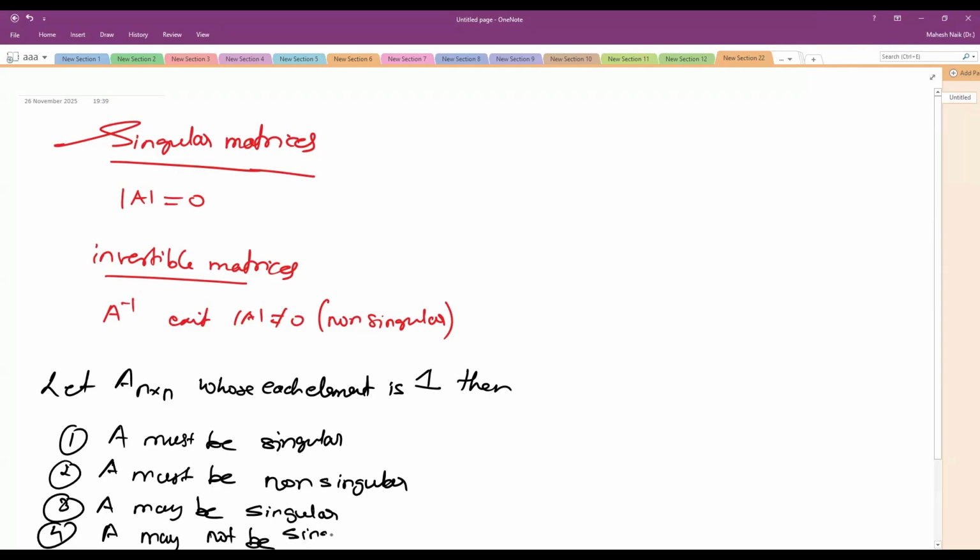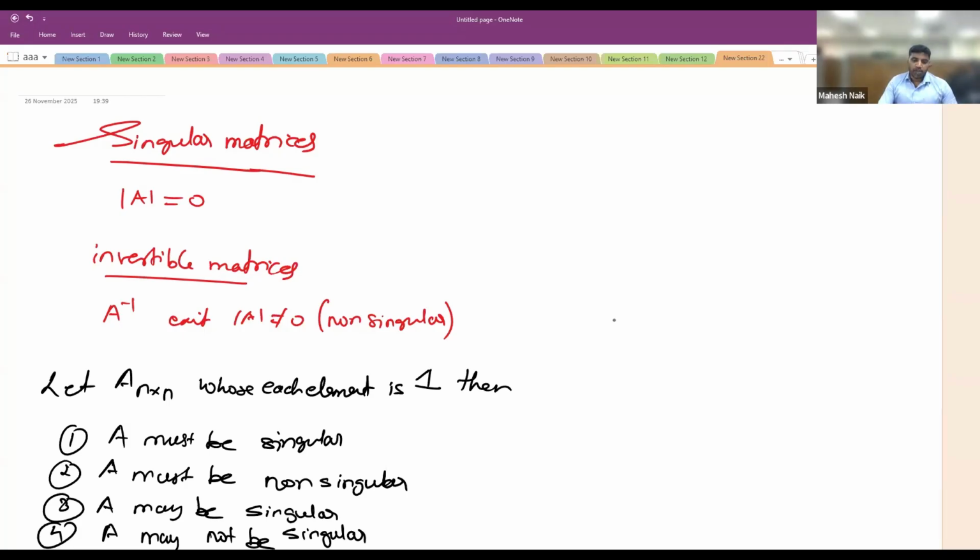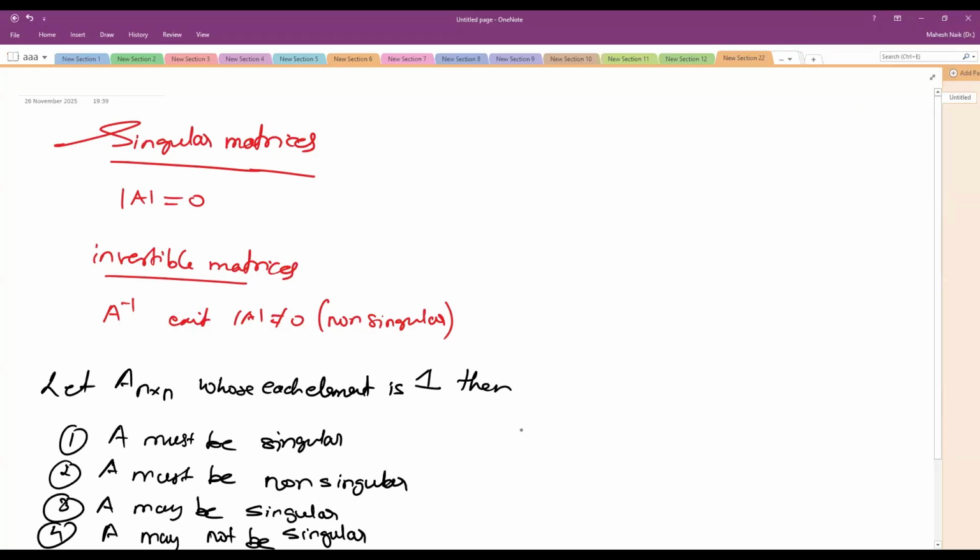Option 1, A must be singular. The determinant will be 0 always. Will it be 0 always? Sir, I have checked for 2 by 2 order and 3 by 3 order. Maybe for more than 3 by 3, I don't know.